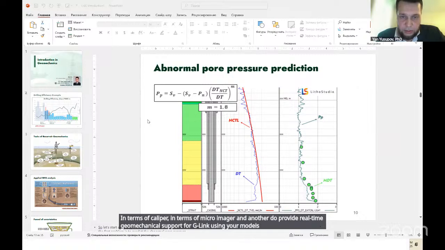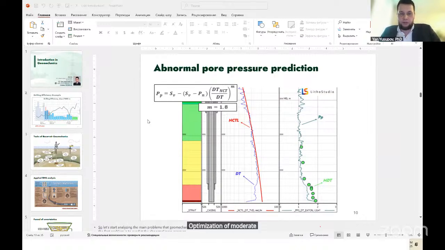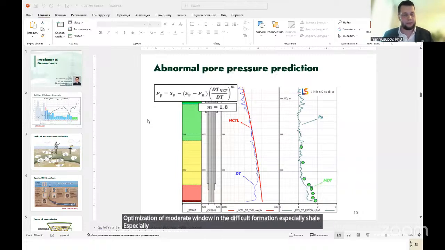Do you provide real-time geomechanical support for drilling using your models? What is the drilling efficiency when using geomechanics? Yes, we can provide it. As for drilling efficiency, this is usually optimization of the mud weight window in difficult formations, especially shale, especially fractured formation, because we can select conditions for drilling of this problem formation at any angle and optimize the drilling process. The benefit of geomechanics in this case is optimization of costs for mud weight.